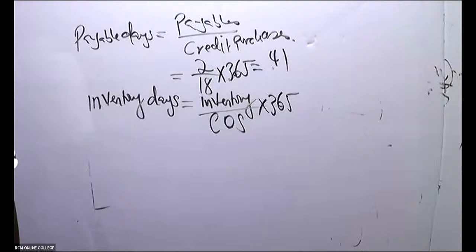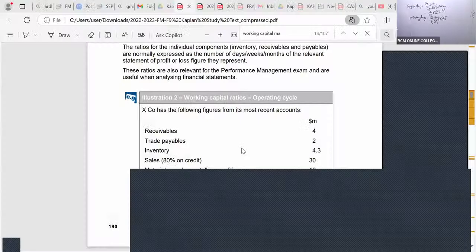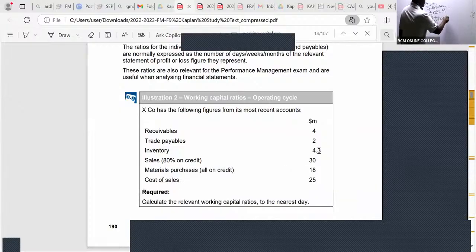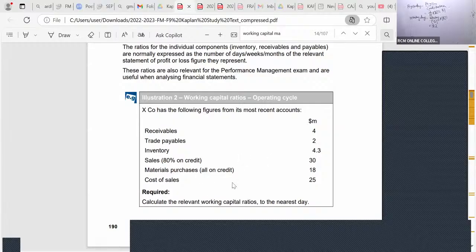If that is the case, ladies and gentlemen, what do we have here? You can see inventory is 4.3 here, and then the cost of sales has been provided. The cost of sales, you can see down here, it is 25. Cost of sales is 25 times 365. So 4.3 divided by 25.